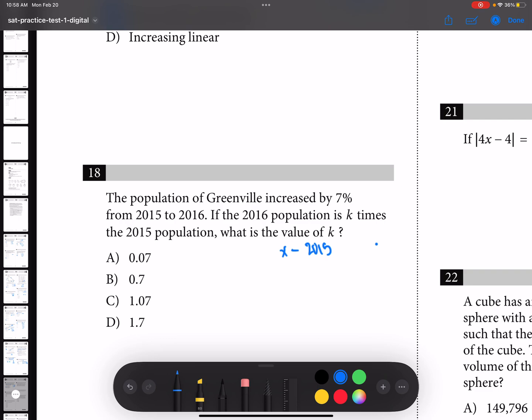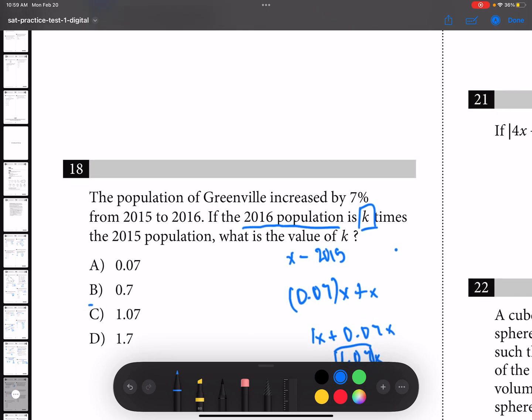We don't know that. But then the population increased by 7% from 2015 to 2016. So this could be written as 0.07 times X. And now we are left with another X because we don't know the 2016 population. So let's just replace K with X, so plus X. This would give us 1x plus 0.07x. This would give us 1.07x, making our value 1.07. So our answer is C.